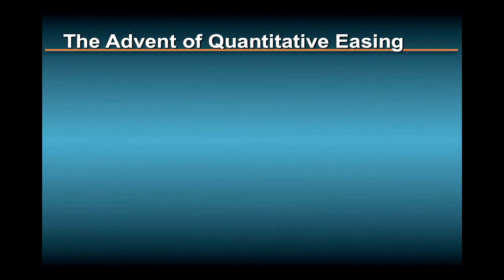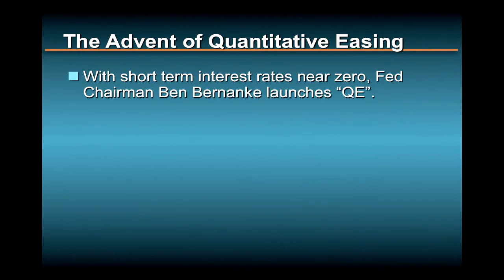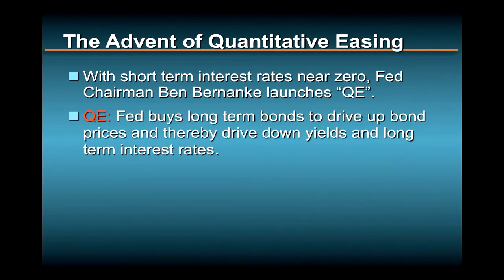Moreover, in an effort to stimulate the U.S. economy in an era of nearly zero short-term interest rates, Fed Chairman Ben Bernanke would inaugurate a new Keynesian monetary policy tool known as quantitative easing, or QE. QE involves the massive purchase of long-term government bonds by the Fed to drive up bond prices and thereby drive down yields and interest rates.